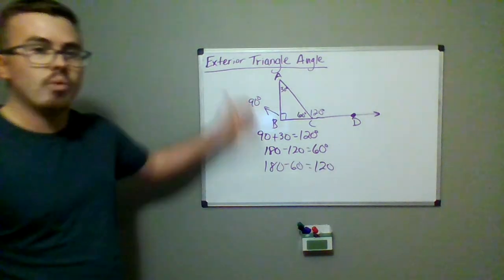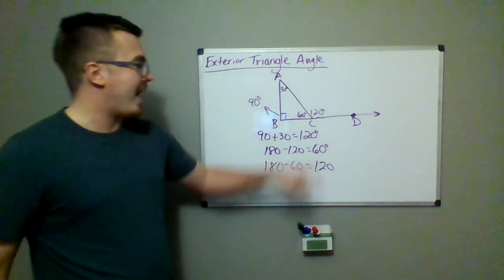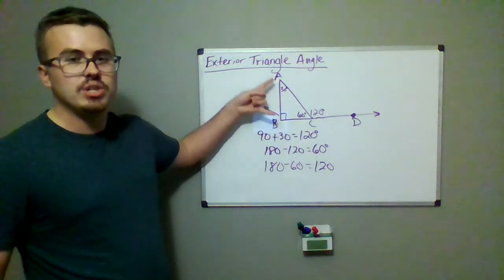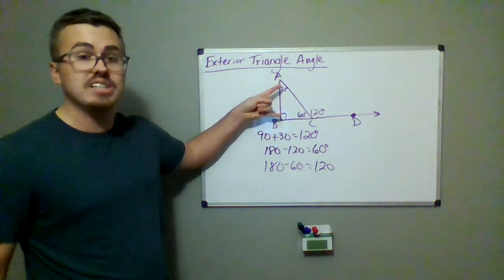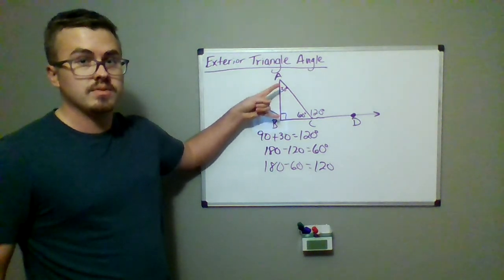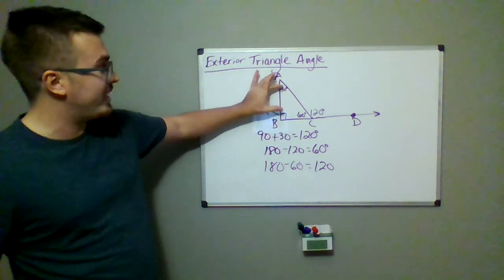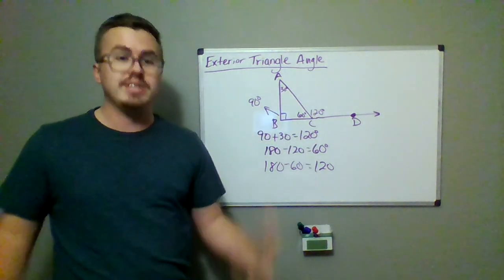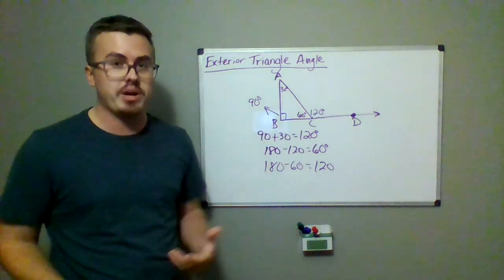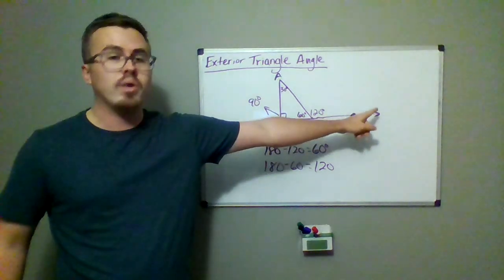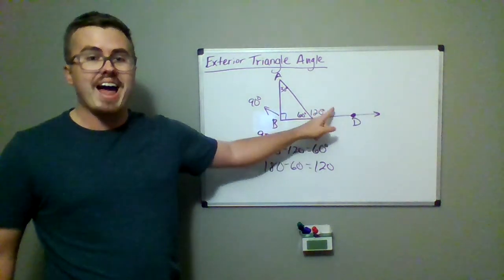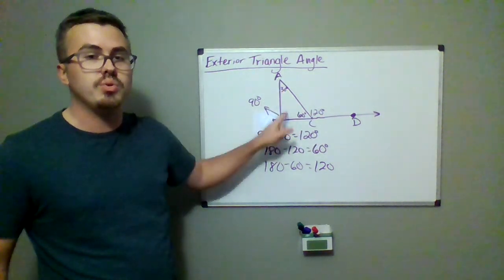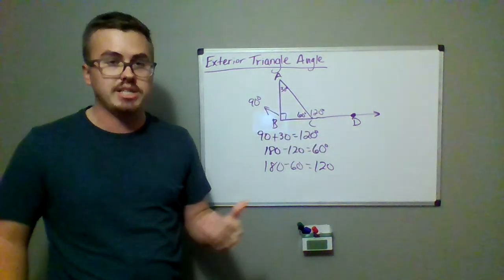So looking at what I just did here, how is this exterior angle related to these two non-adjacent interior angles? Well, if we add these two together, it's going to give us that angle, and that's going to work every single time. Whatever diagram I draw, if I extend one of the lines, that new exterior angle is going to be equal to the sum of the two interior angles that are non-adjacent to it.